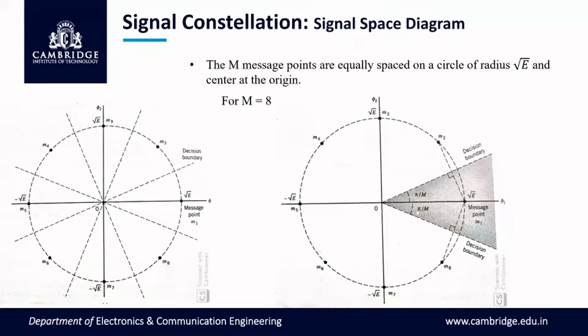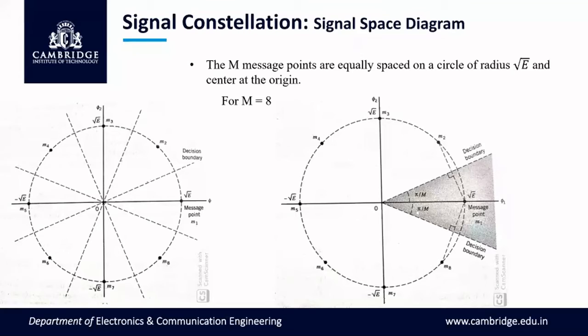Because in BPSK, only one carrier signal was used. There was no sine and cos, no quadrature concept there. That's why only one horizontal axis was drawn, and one point was written on the right side of the origin, another on the left side. Right side point was root Eb, left side point was minus root Eb. This is what happened in BPSK.